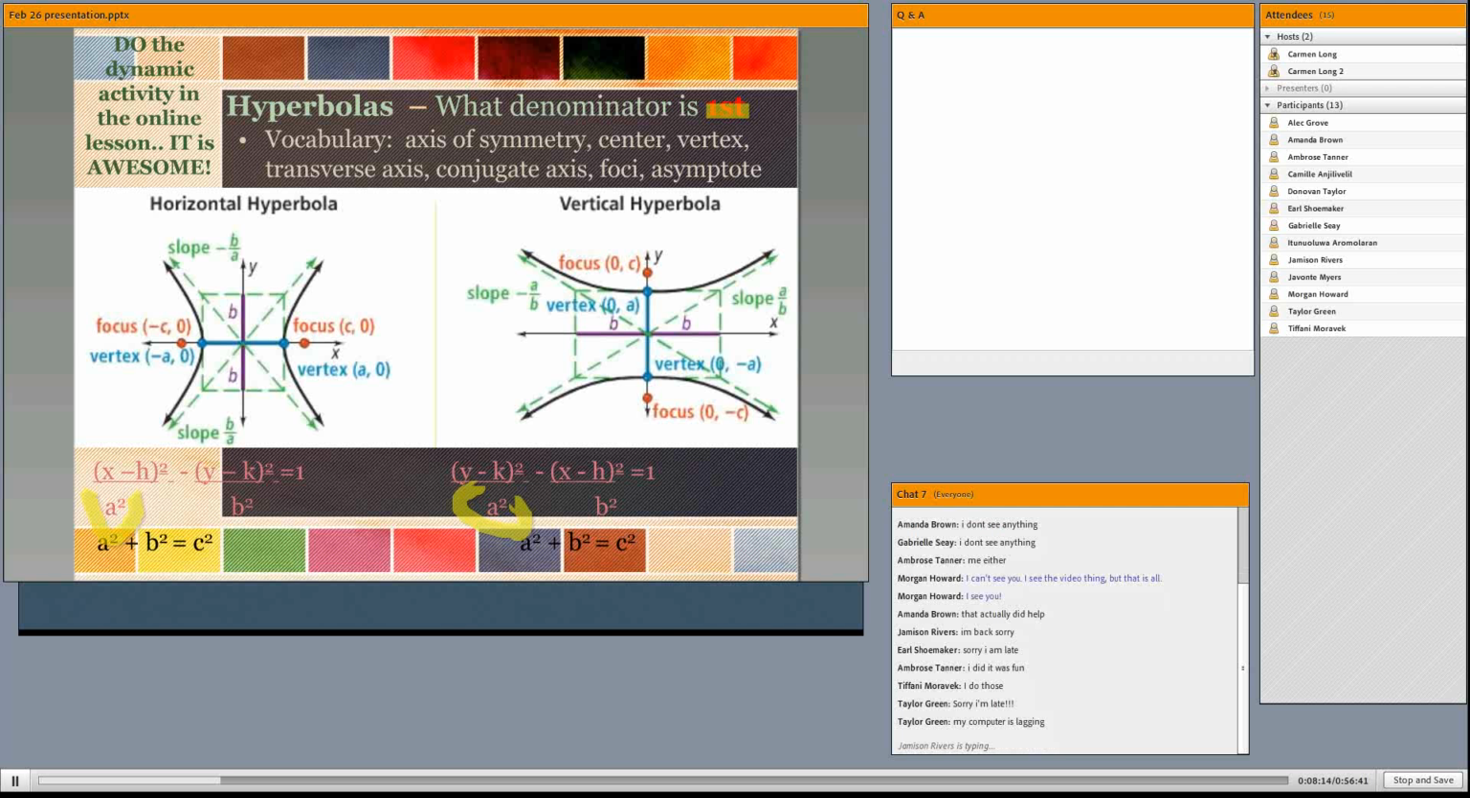So for ellipses, what is the Pythagorean relationship for an ellipse? For sure. Okay? And that's okay. So I'm going to tell you. In an ellipse, the Pythagorean relationship is a squared minus b squared.